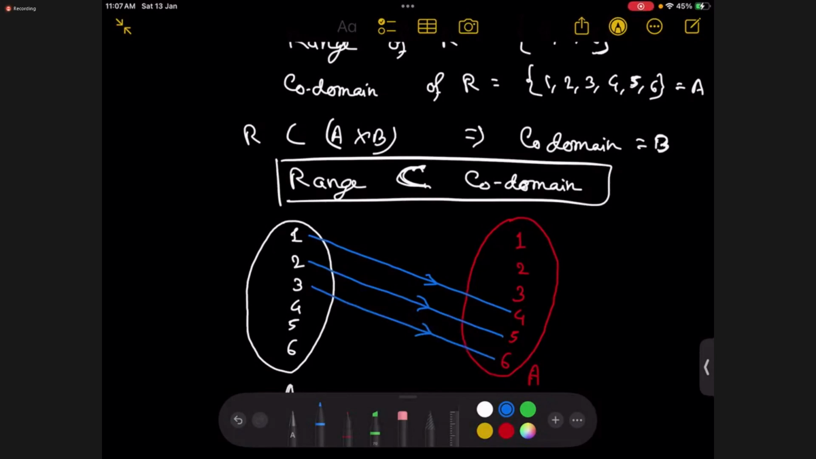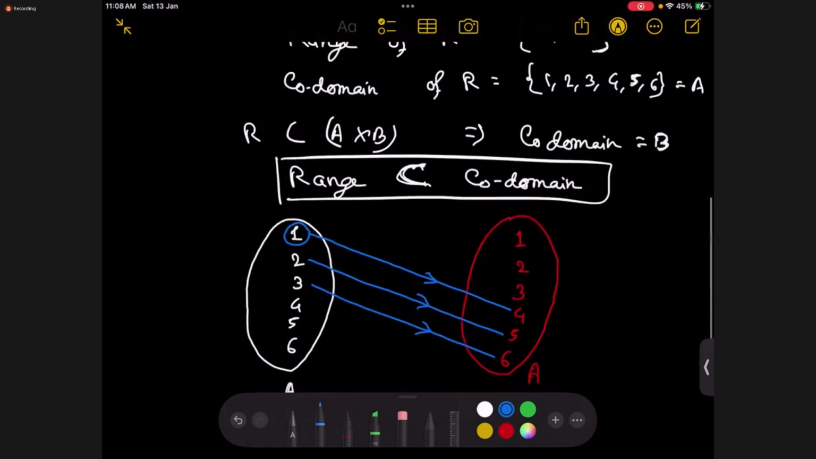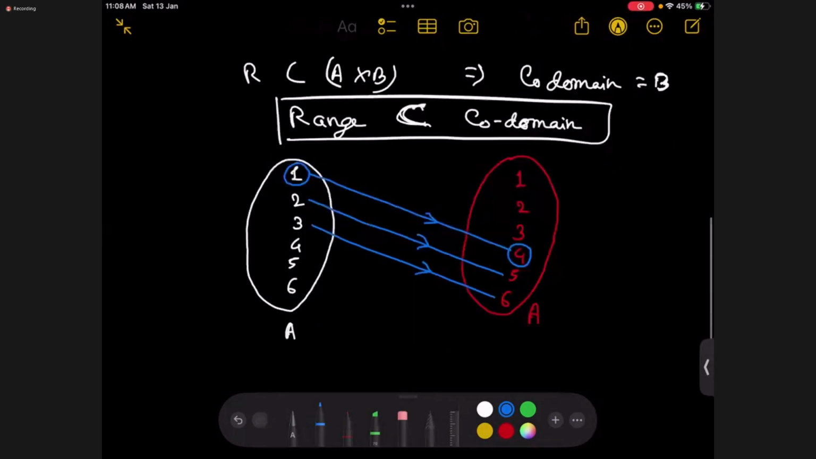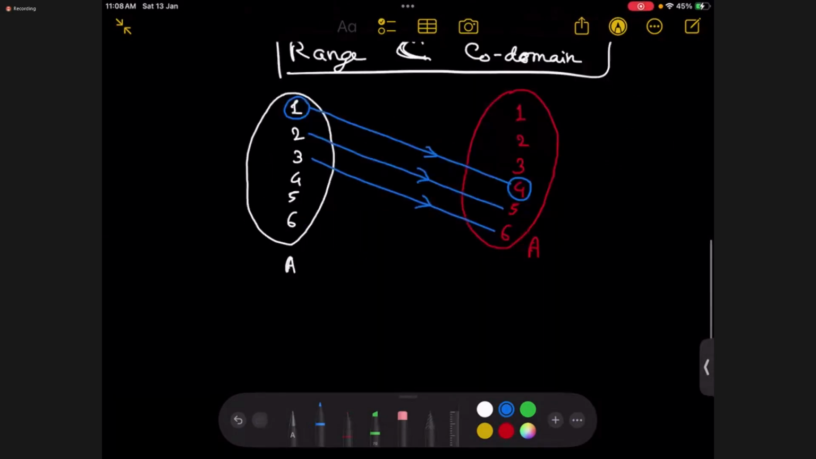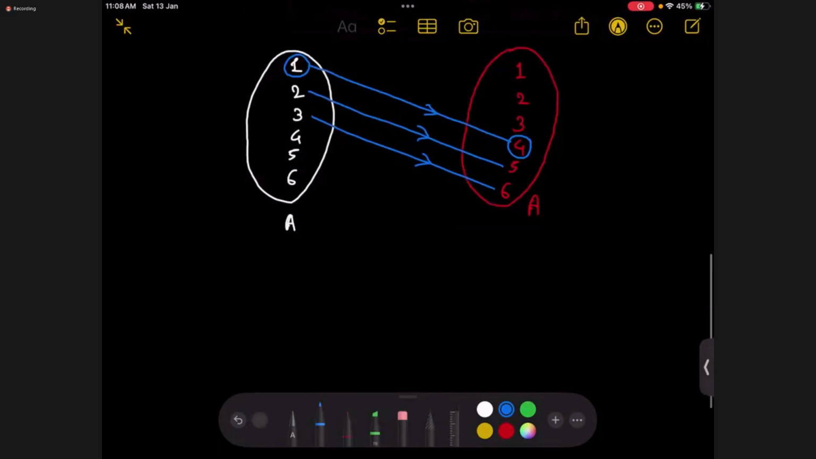Okay, so thus we can define a relation, and by this arrow we are denoting that this is our pre-image, or we can say the element of the domain, and this is the image of the pre-image, that is, the image of 1. Okay, so by this process we can visually represent a relation. So let us take one example that is also given in your book.